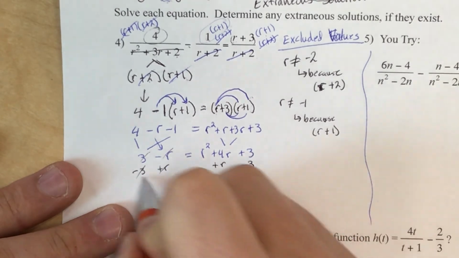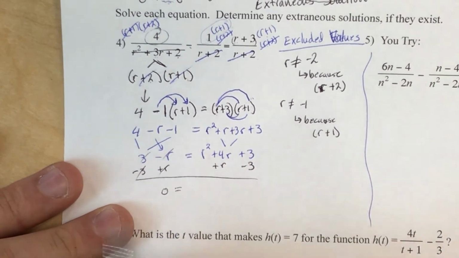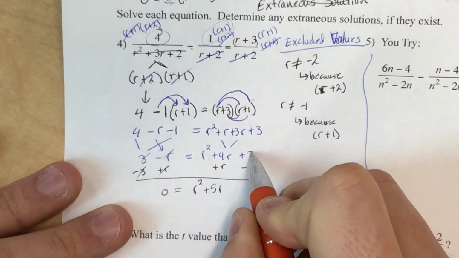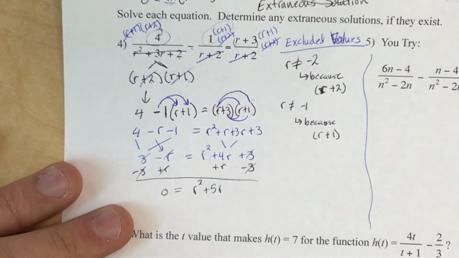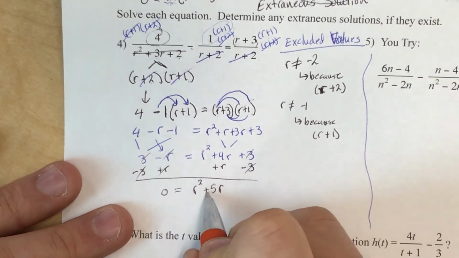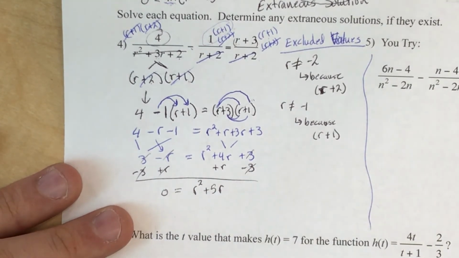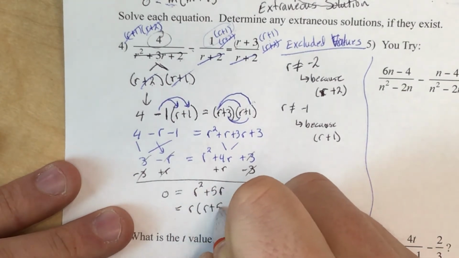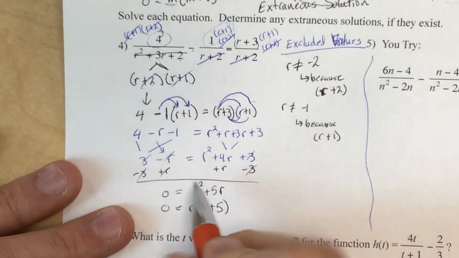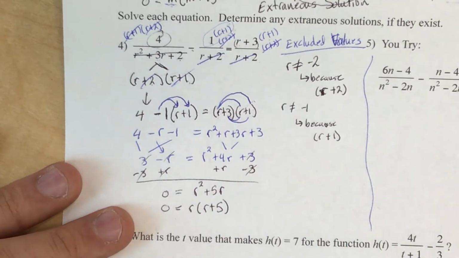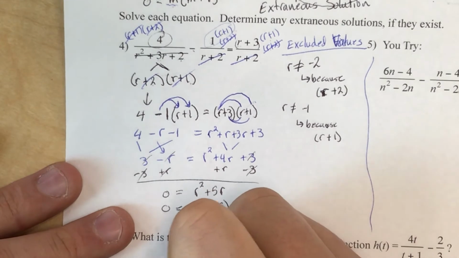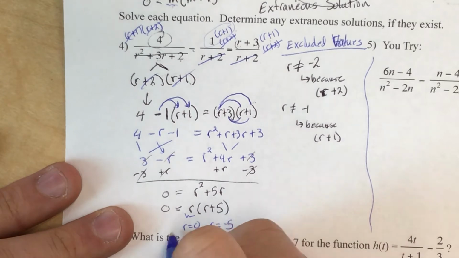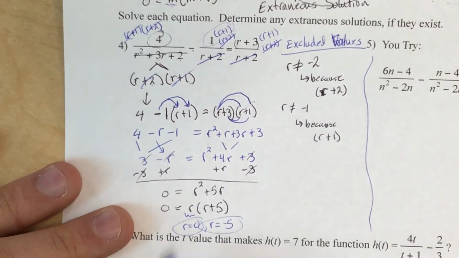That's going to eliminate these, and we're going to have 0 is equal to r squared plus 5r, and then 3 minus 3 is just going to eliminate. So all we have now is r squared plus 5r, and I'm just going to factor this. r is the GCF, so r plus 5 is what remains as the other factor. And our two solutions that make this equal 0 are r equals 0, and the other one, r is equal to -5. These are the two solutions.